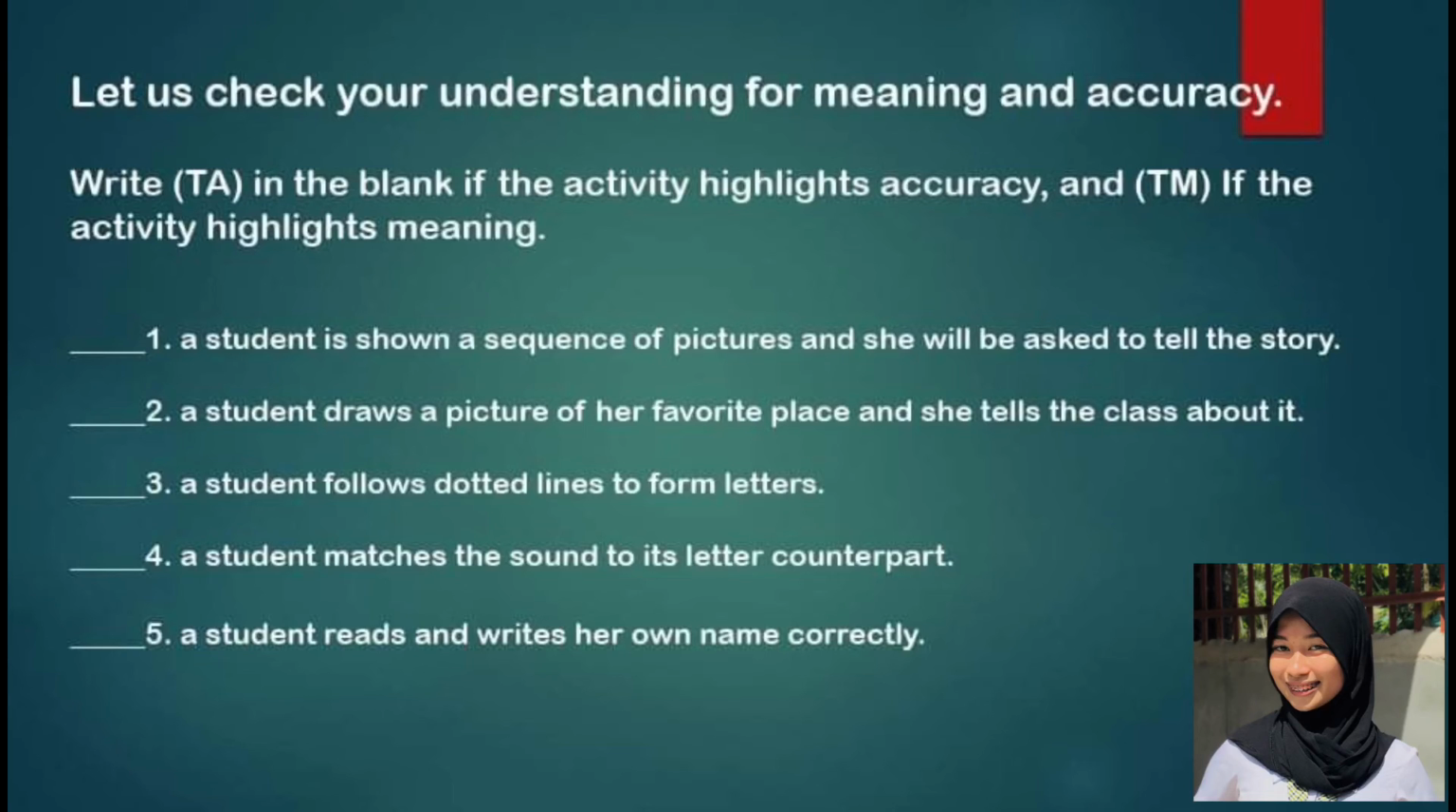Number 1. A student is shown a sequence of pictures and she will be asked to tell the story. Number 2. A student draws a picture of her favorite place and she tells the class about it. Number 3. A student follows dot lines to form letters. Number 4. A student matches the sound to its letter counterpart. Number 5. A student reads and writes her own name correctly.